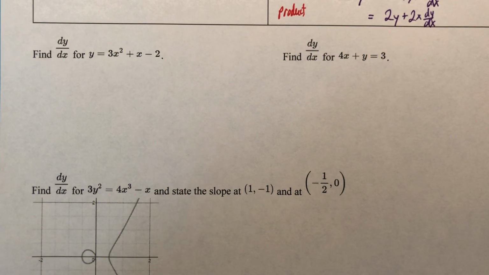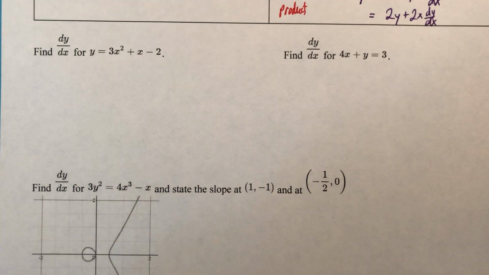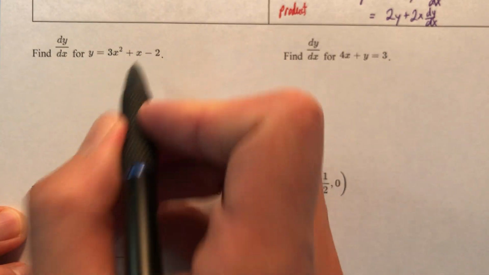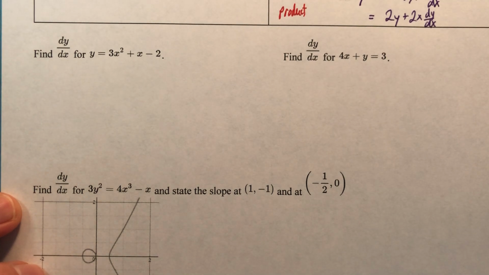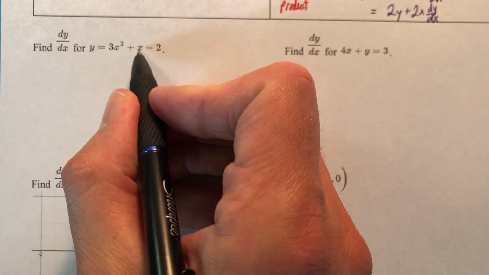Right, let's find dy over dx for y equals 3x squared plus x minus 2. Okay, I'm going to rewrite this problem using a blue pen, and I'm going to take the derivative of both sides with respect to x. Let's just go ahead and be clear. You know the answer. The answer is 6x plus 1, right?